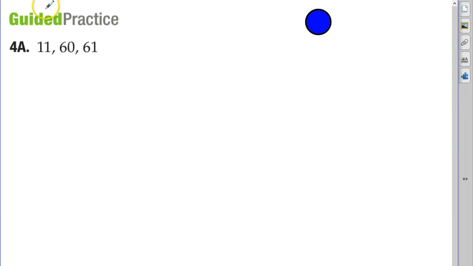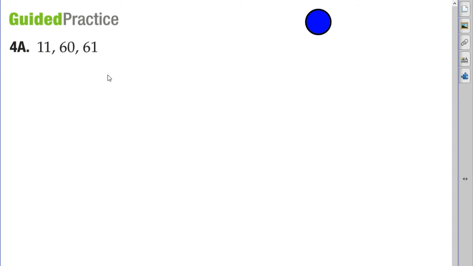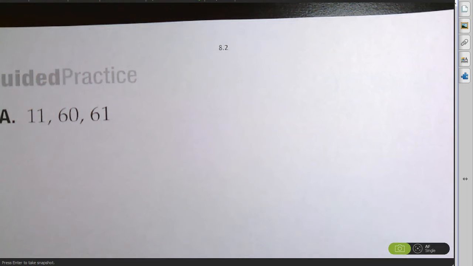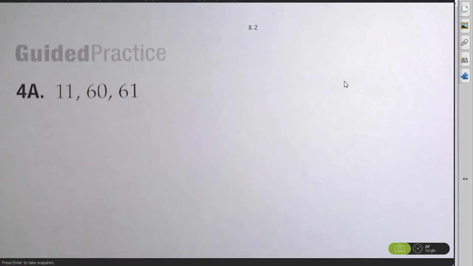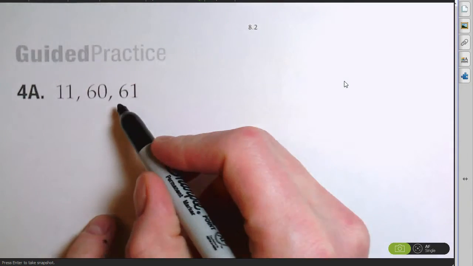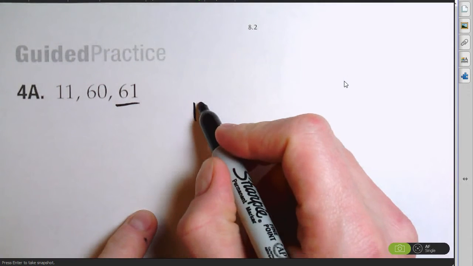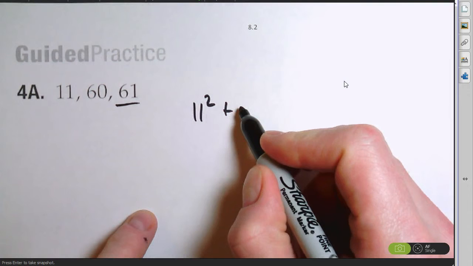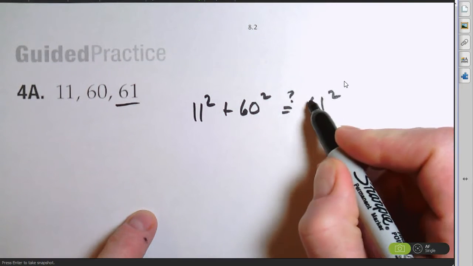Okay. So we're just going to look at a couple examples. The first one here is 11, 60, 61, and the question is, is it obtuse, acute, or right? Okay. So let's go to our problem. Okay. So 11, 60, 61. Now the thing is this, it's obvious, there's the hypotenuse. It's the biggest side. So let's try 11 squared plus 60 squared and see how it compares to 61 squared.